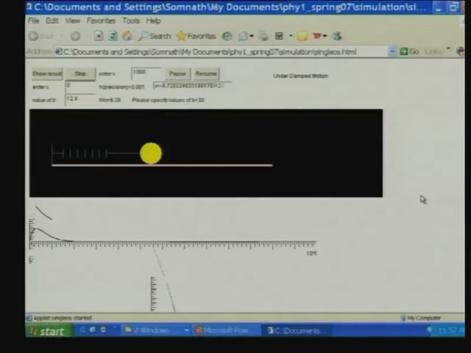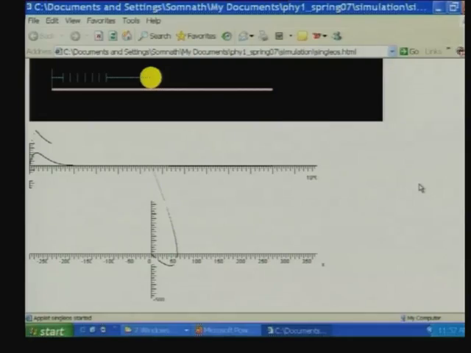So, in these simulations I have shown you all of the situations which we had worked out analytically, and if you are interested you can download the simulation and try out various other values of the parameters and the initial conditions and see for yourself how things behave.